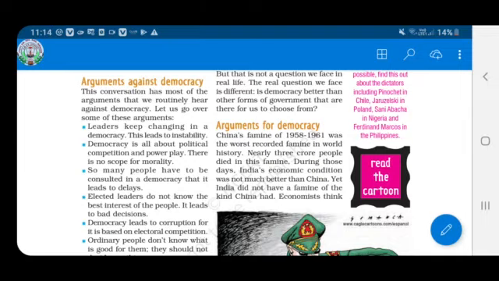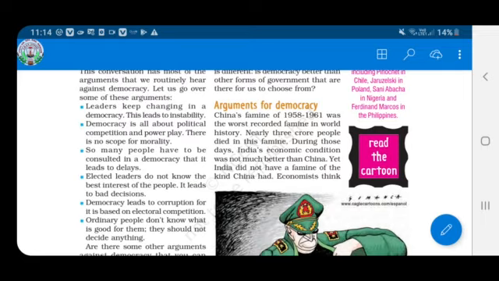Morning, dear children. Come back to civics first chapter, that is, What is Democracy and Why Democracy. Today we are going to see the topic arguments against democracy. So let us see what are the arguments against democracy.